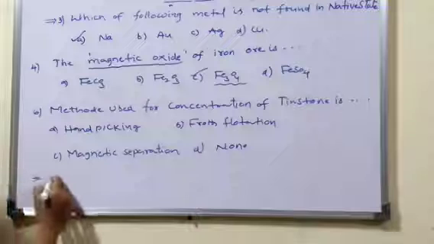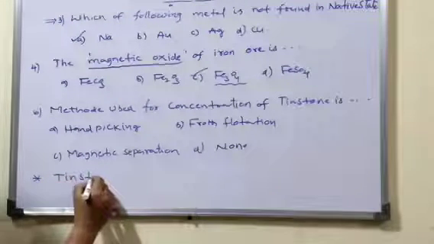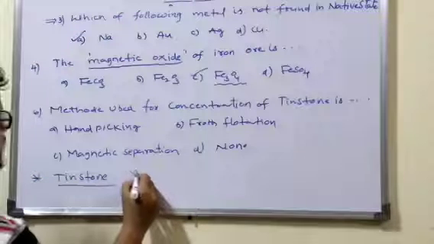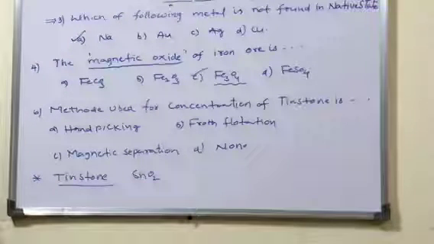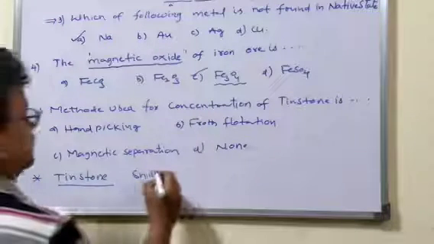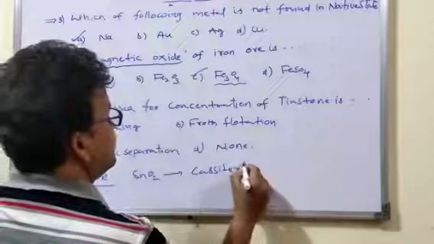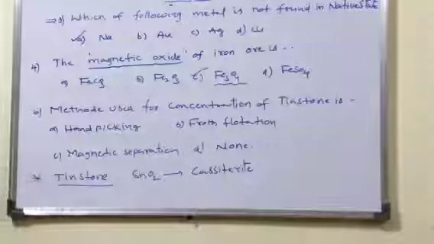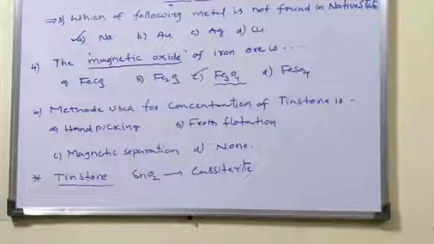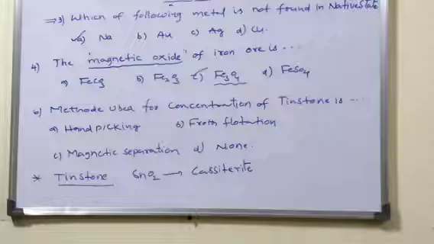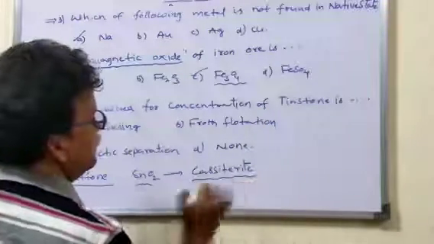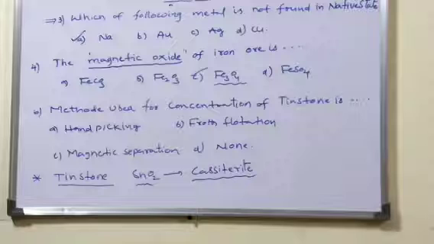First we have to know what is meant by tin stone. Tin stone is nothing but SnO2, tin oxide. This is what we are calling tin stone. Another name is cassiterite. Remember, cassiterite or tin stone. And it has the magnetic property. Tin stone shows the magnetic property.